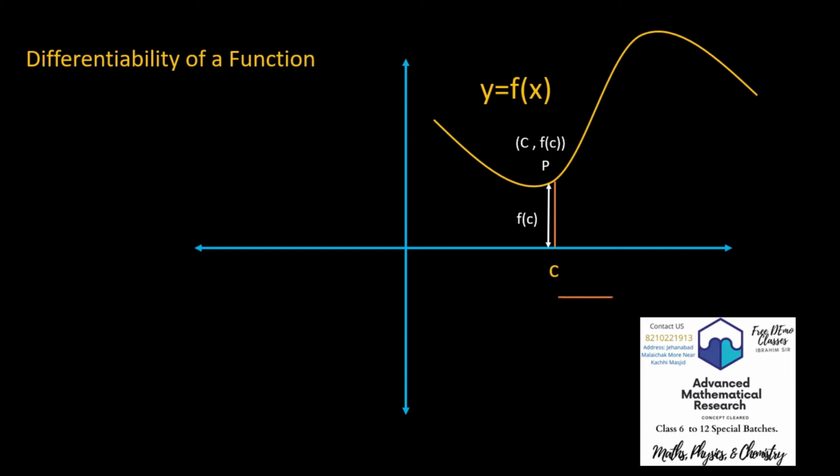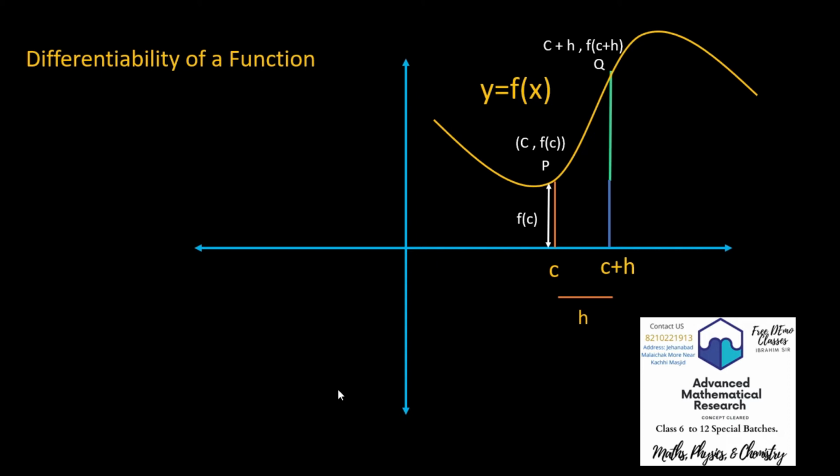Now we will move c by h units forward. We are moving h units forward. So we have moved h units forward. Now tell me what will be the coordinate of the new point. The x coordinate will become c plus h. Now what will be the height of the function? According to this formula, since y is equal to f of x, in place of x what will come? c plus h. So height will become f of c plus h. So that will be my height, f of c plus h.